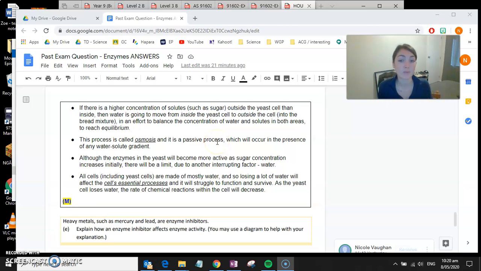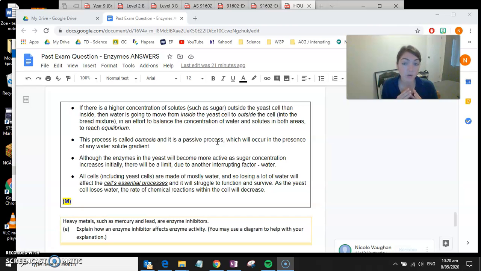Although the enzymes in the yeast will become more active as sugar concentration increases initially, there will be a limit due to another interrupting factor, and that is water. So we know that all cells, including yeast cells, so all cells of life, are made of mostly water. So the cytoplasm, the jelly stuff inside a cell, is pretty much mostly water with lots of dissolved chemicals and hormones and things like that.